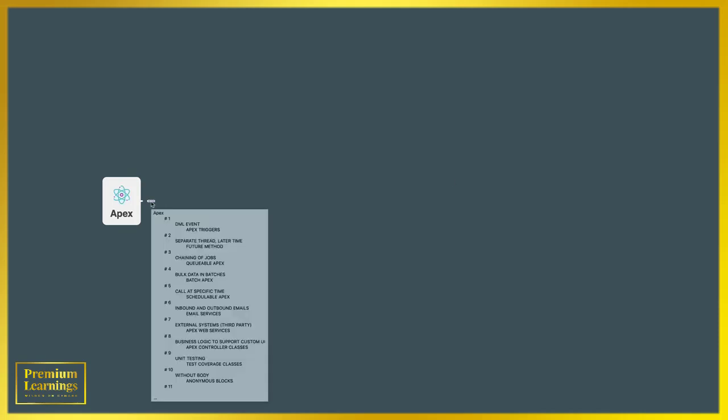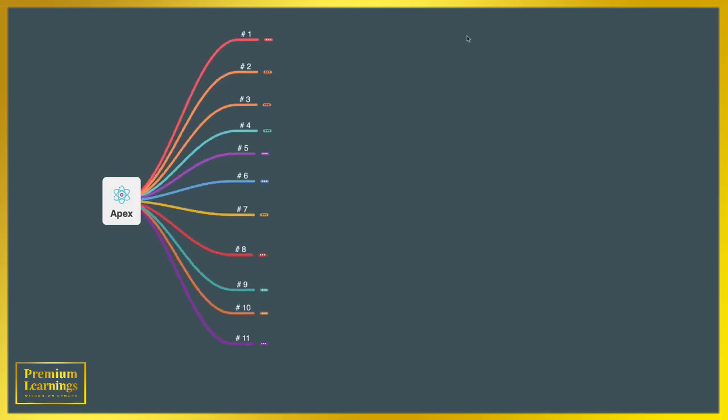So today's question is how many ways you can call an Apex code. So there are multiple ways. I'm mentioning most of the ways which you might have heard of and which are the most popular ones. If you know any more ways of calling Apex, please do mention in the comment section. I'll try to include them in my next video. So according to me, there are primarily 11 ways of calling an Apex code.